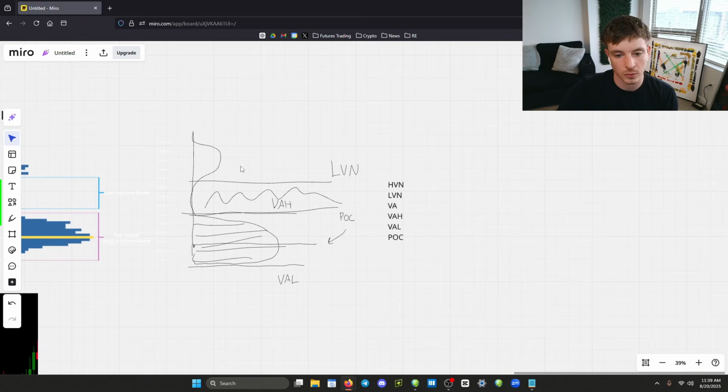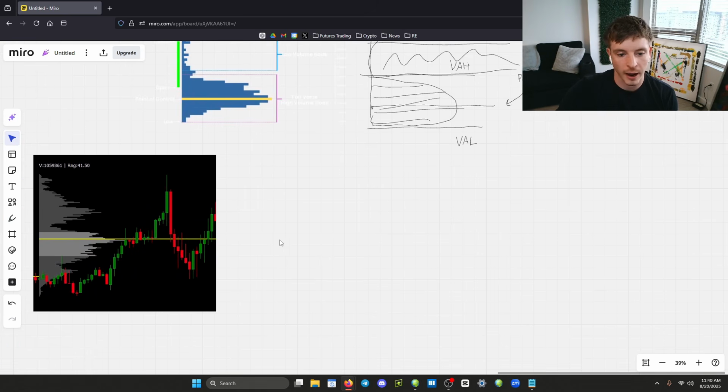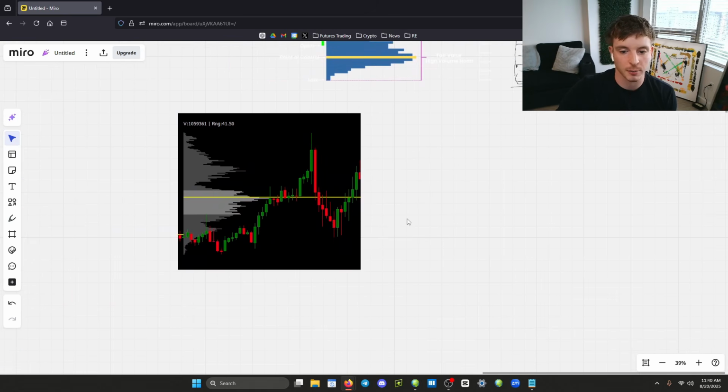So now that you know what makes up a volume profile, we're just going to talk about how you could potentially use them in your analysis for the session to take high probability setups.